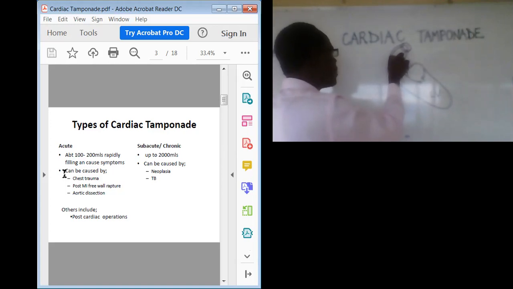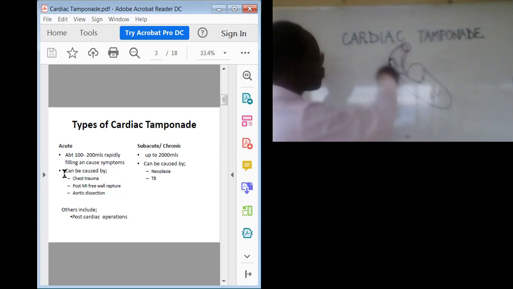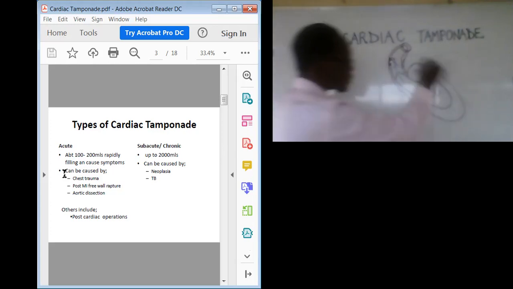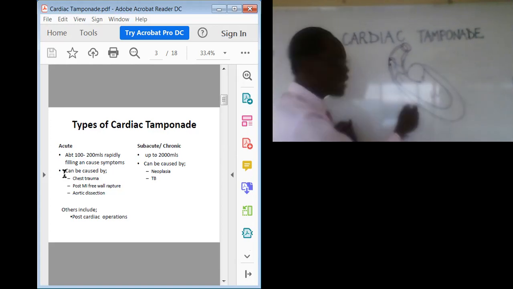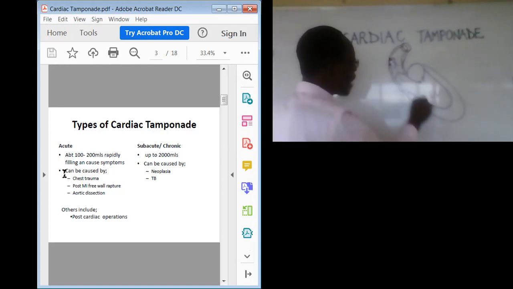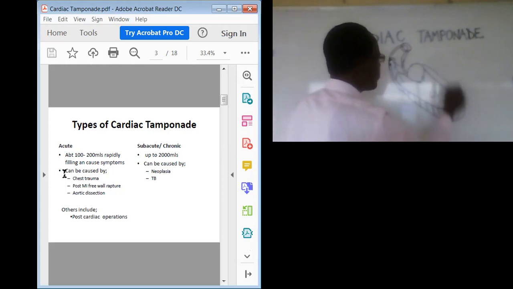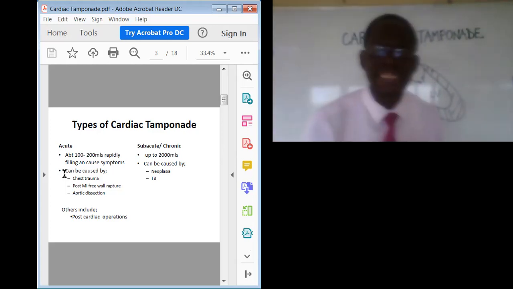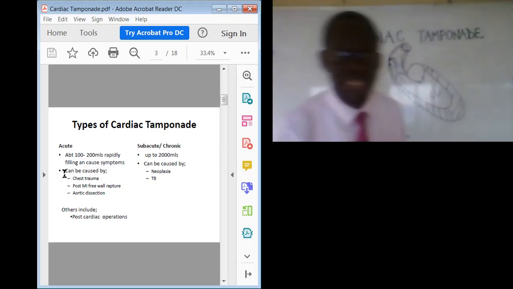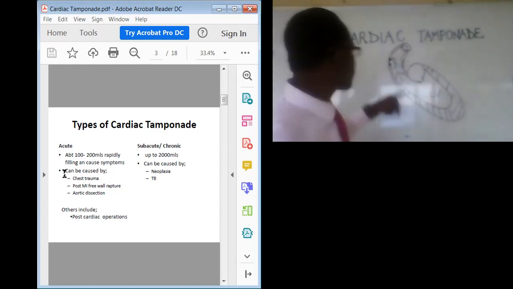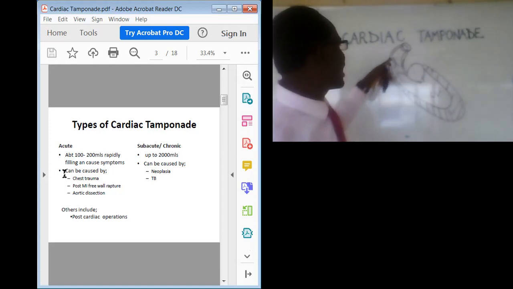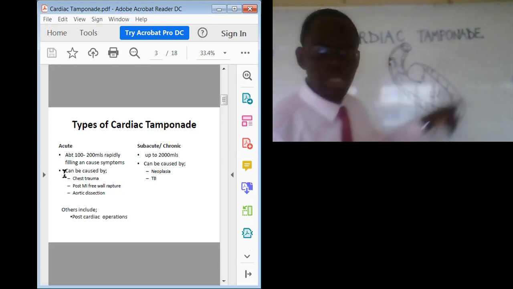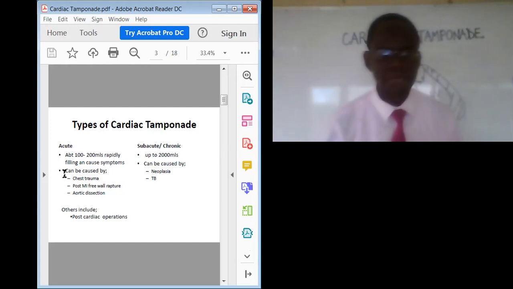and therefore blood flows within the pericardial sac, yeah. So you'll have blood coming and occupying the pericardial sac. So that is what we refer to as aortic dissection. Because of too much pressure here, part of the aorta is ruptured, and then the blood flows into the sac.